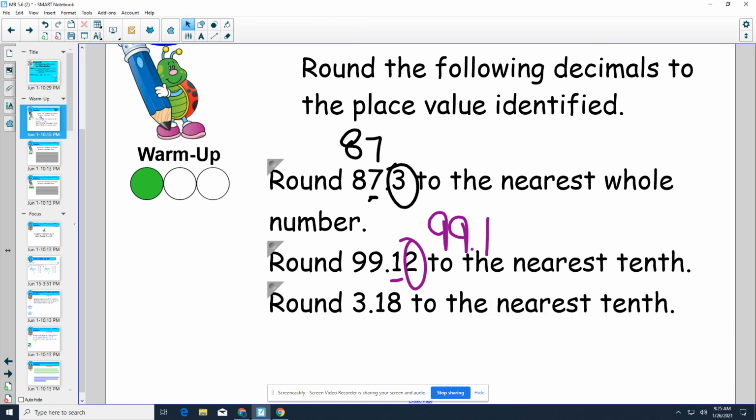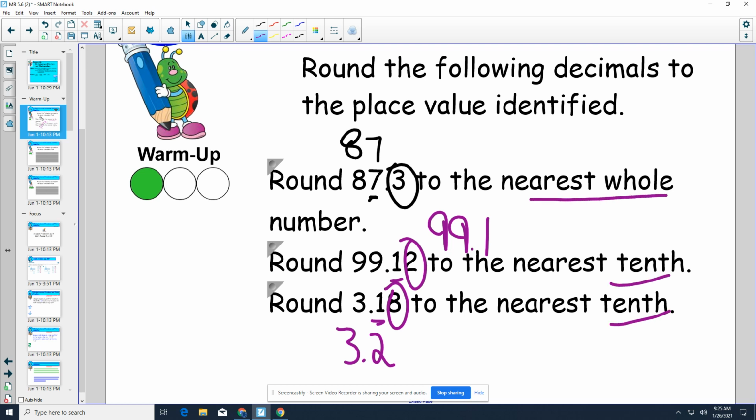And the last one here, round to the nearest tenth. I look here in the tenths place. The 8 tells the 1 to go up because it's 5 or above. So I get 3 2/10. The key thing with these, remember, is to pay attention to which place value you are rounding to.